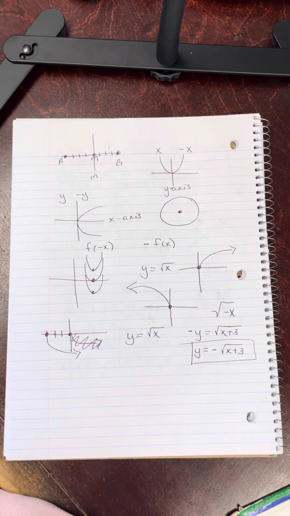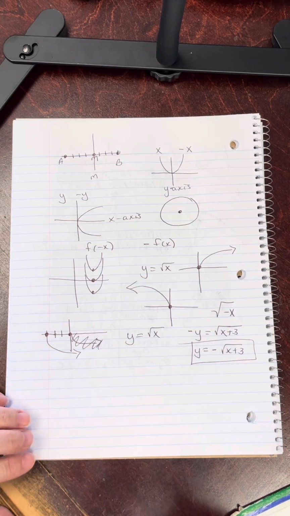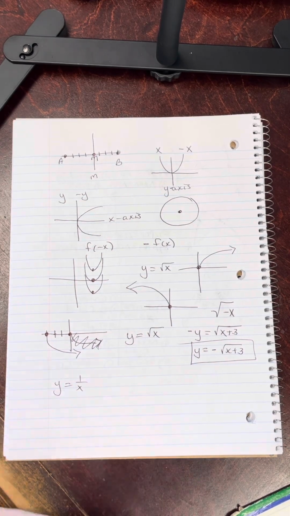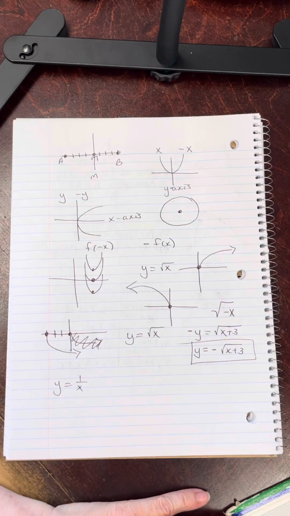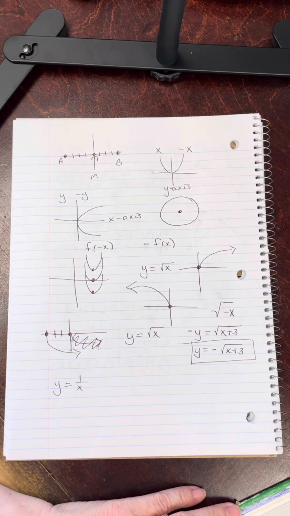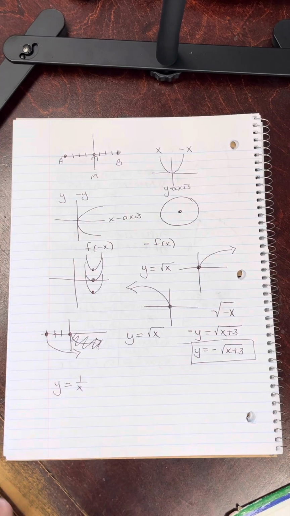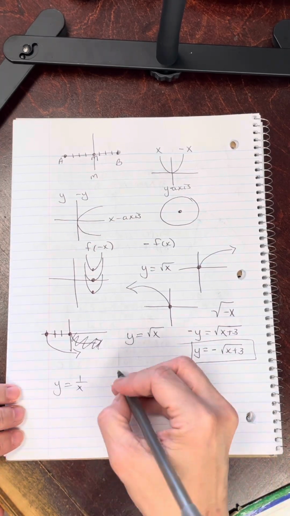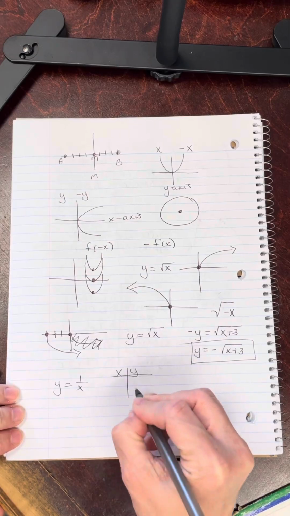Example 3. Graph the equation y equals 1 over x. So they're not providing a picture this time. They want me to graph it. Then write the equation of the graph that has the same shape but is translated 3 units to the left and 4 units down. So we are first going to graph this, and then we'll deal with shifting and moving it.